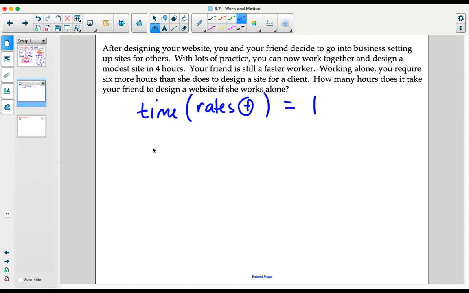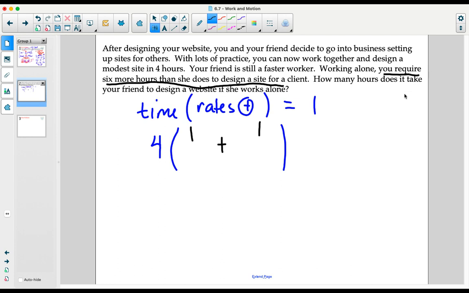So we do know our collective time working. They tell us that if we work together with our friend, it will take us 4 hours to complete the website. So we know that 4 is going to be outside as our time. Now on the insides, we're going to start with our ones in the numerators because we know our rates are going to be unit rates. They're going to have to have been divided. We're talking about one job. How much of the job is completed in a unit of time? But the only information that we have there is, while working alone, I require 6 more hours than the friend.